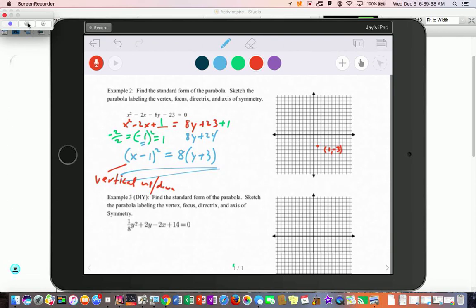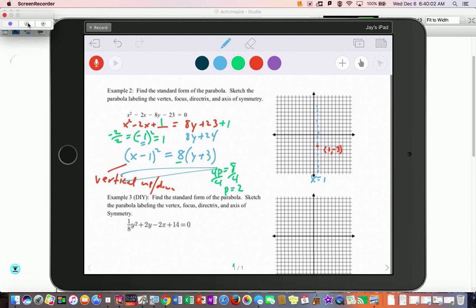One, negative 3. Then I know my axis of symmetry will run vertically through that at x equals 1. Then I take the 8 and I say 4p is equal to 8. Divide both sides by 4.